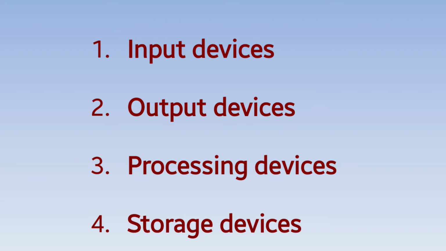How many types of devices is a computer made of? A computer is made up of four types of devices. Which types of devices? Input device, output device, processing device, and storage device.